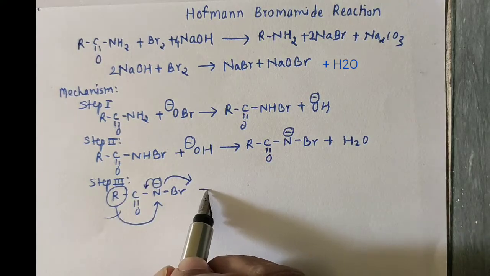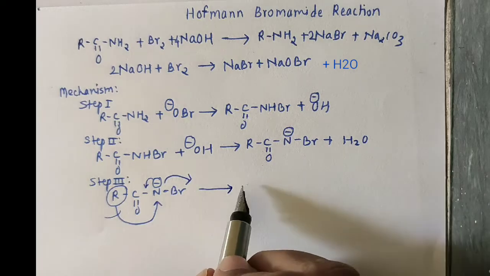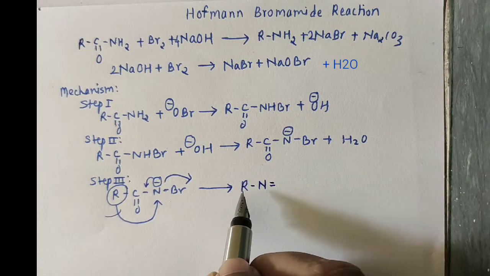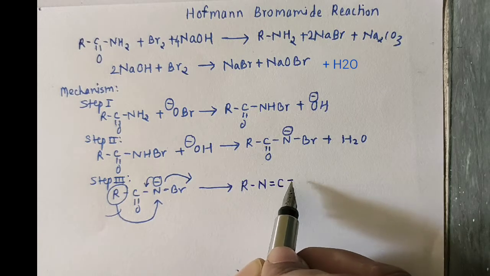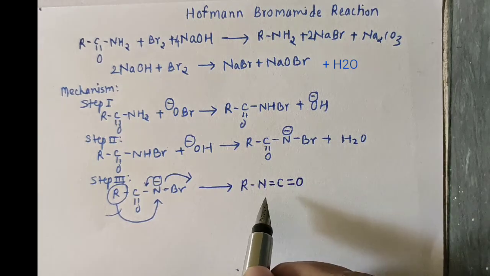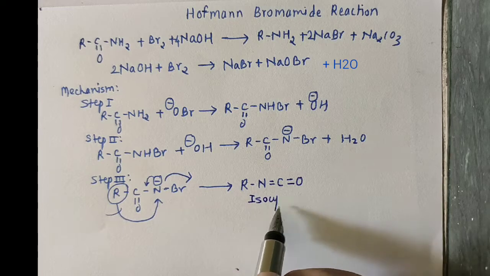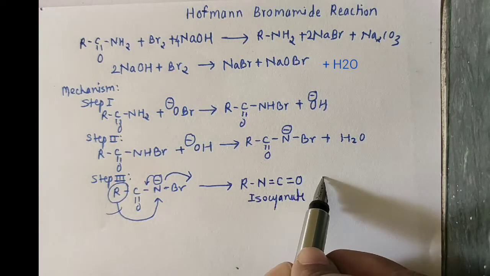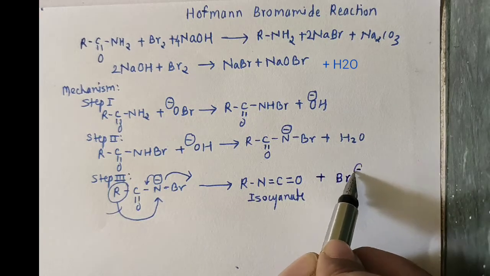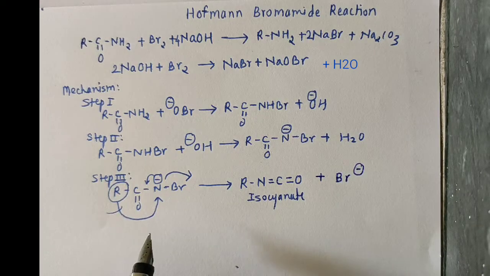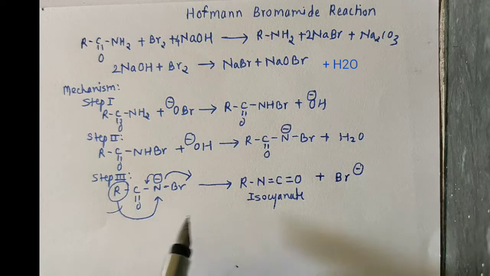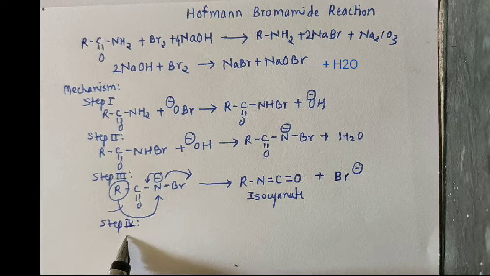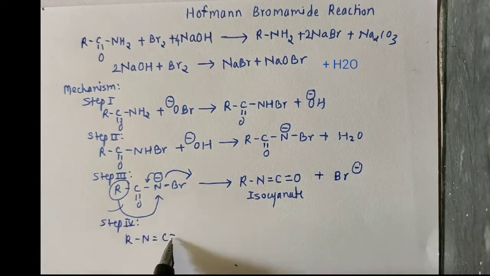All these 3 steps are simultaneous, or we can say concerted steps, and they are believed to pass through a nitrene intermediate, and there is formation of R, N double bond C double bond O, that is the isocyanate intermediate. And this intermediate is very important. From this intermediate we can form a number of products, and in the case of the Hofmann bromamide reaction, the primary amine is formed from this isocyanate, and for that purpose this intermediate is treated with water.